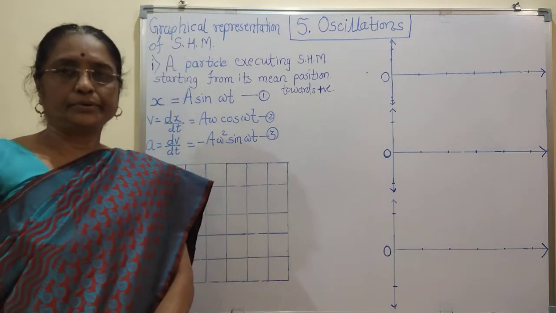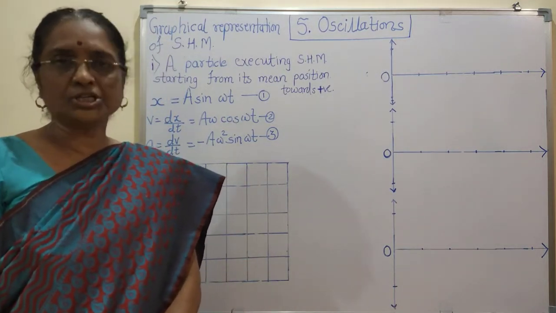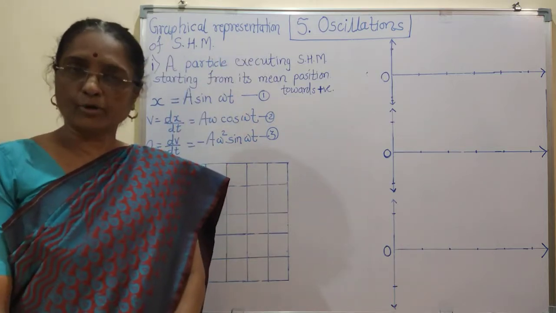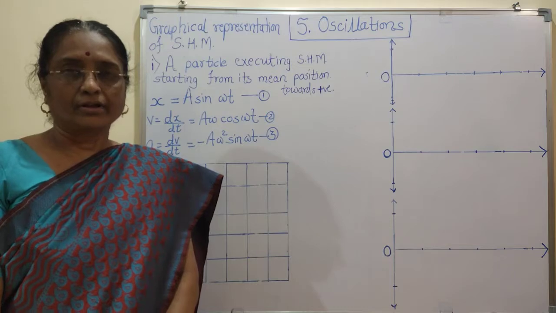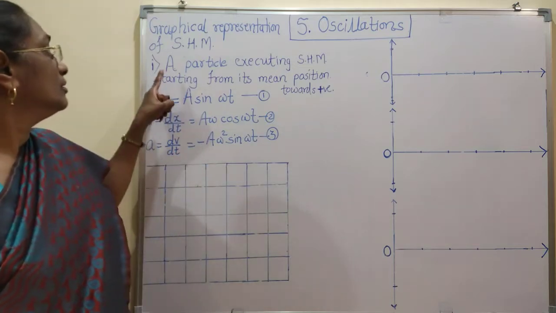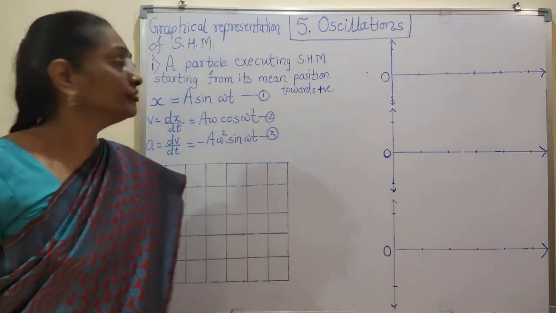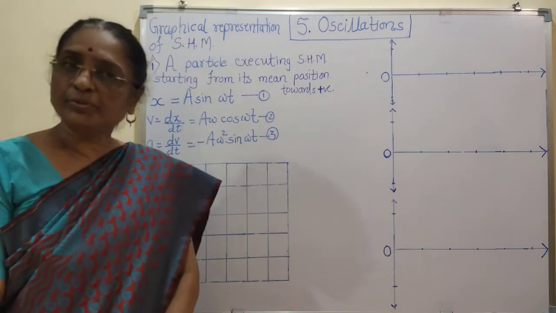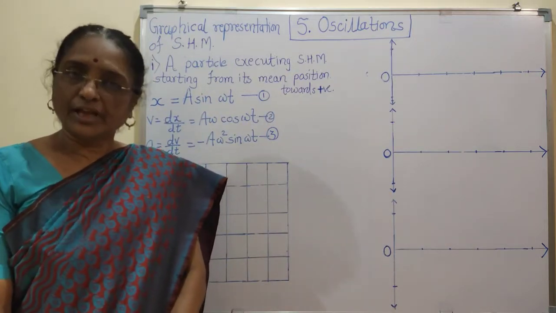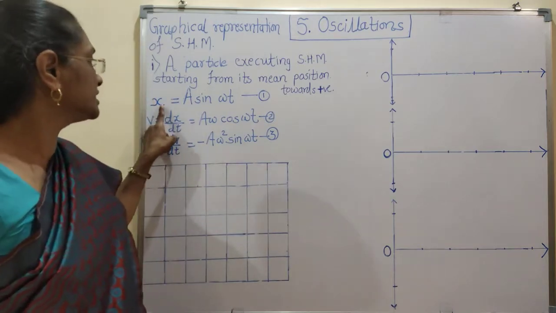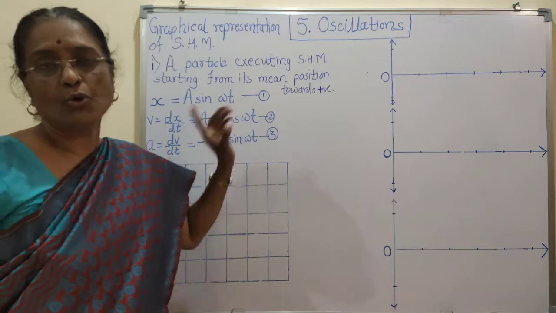Hello students, today we discuss graphical representation of simple harmonic motion. Here, if a particle is executing SHM starting from its mean position, then we have the expression for displacement as x is equal to a sin omega t.